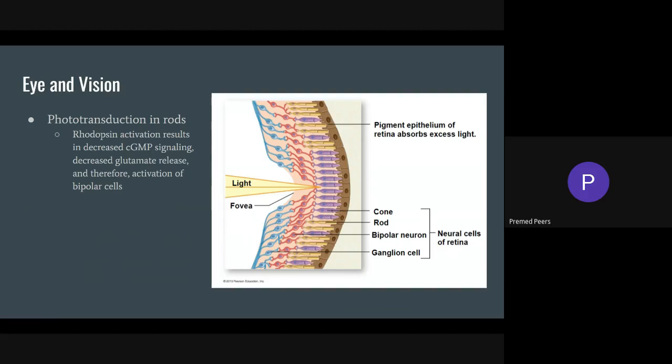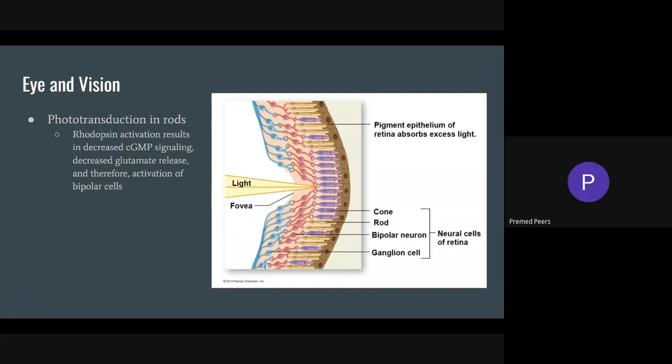Glutamate, in this situation, is a neurotransmitter. And what it does is it inhibits, or more specifically, it hyperpolarizes bipolar cells. So it stops bipolar cells from firing. So when you decrease glutamate release from the rods, you end up increasing the activation of bipolar cells. And the reason that this works is because bipolar cells don't have your typical action potential. They work on a graded potential.